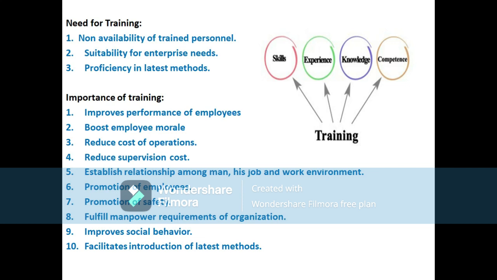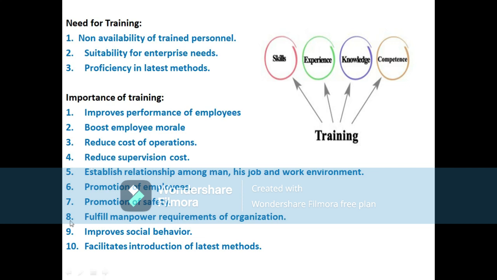A manager can increase his span of management if the employees are trained. If they are trained employees, it reduces the burden on the manager in the aspect of supervision. So in that way he can increase his span of management. He can use his time on other functions of management.